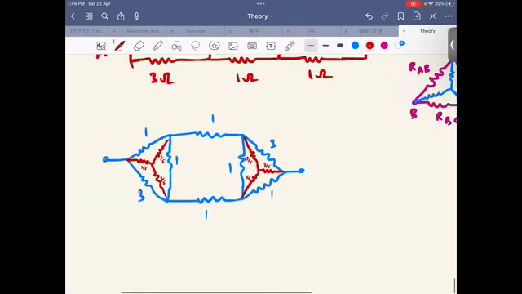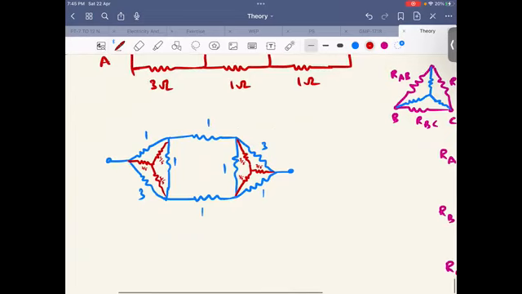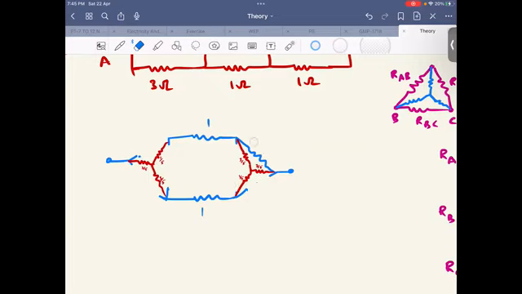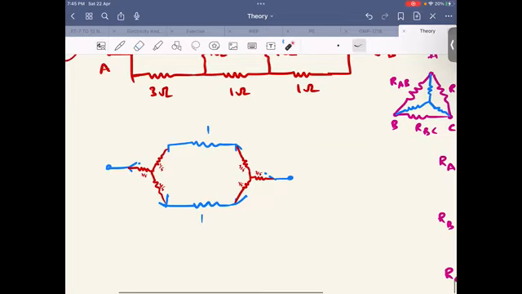Now I converted delta into star, so I can remove the delta shape. Now tell me, is the answer done or not? Yes, sir, the answer can be easily done. See how these three things are connected: series. And these three: series. The resultant two are in parallel, and this entire thing is in series.